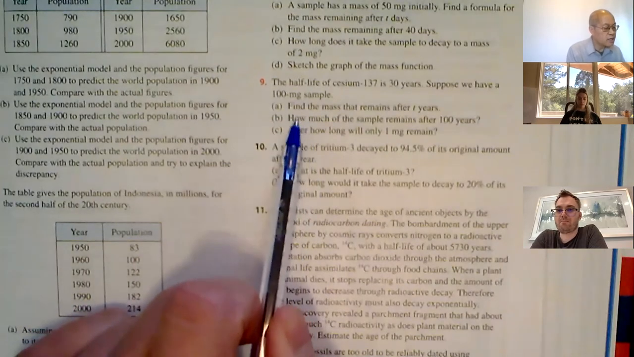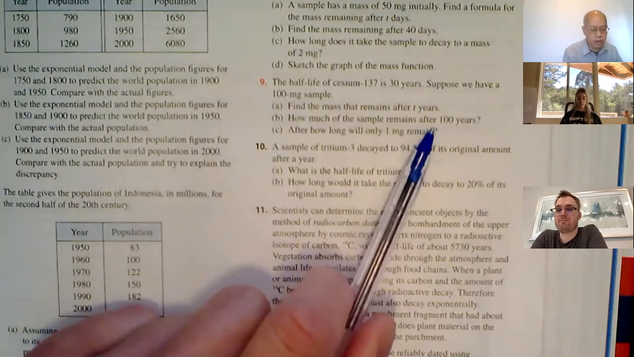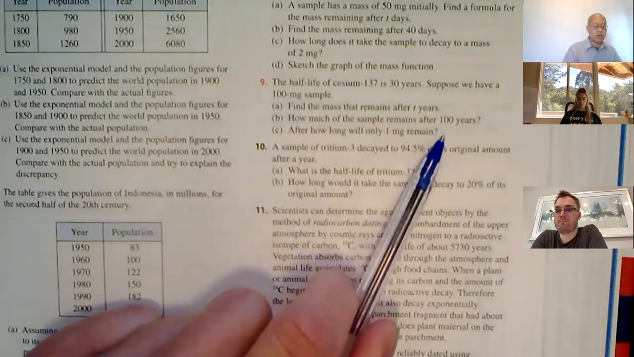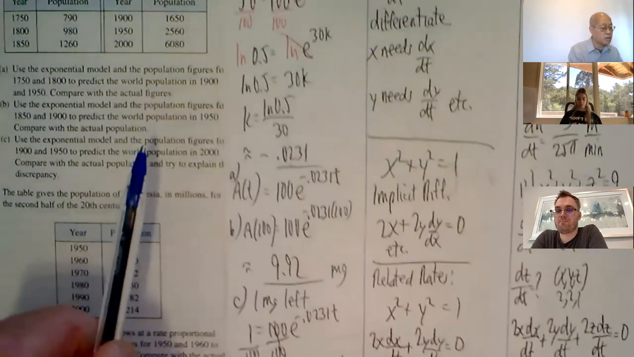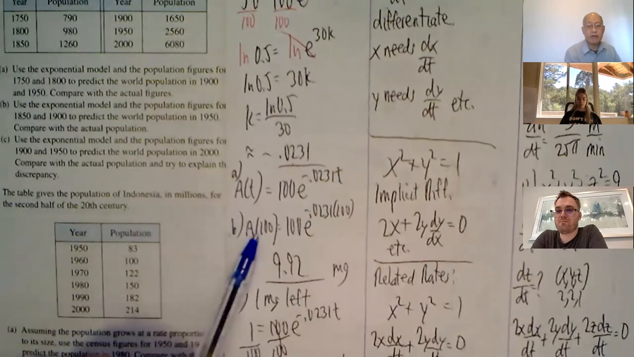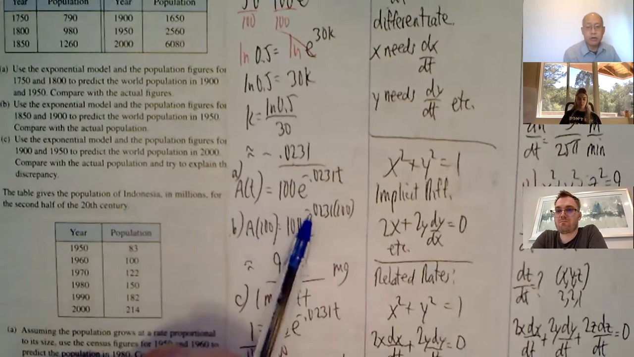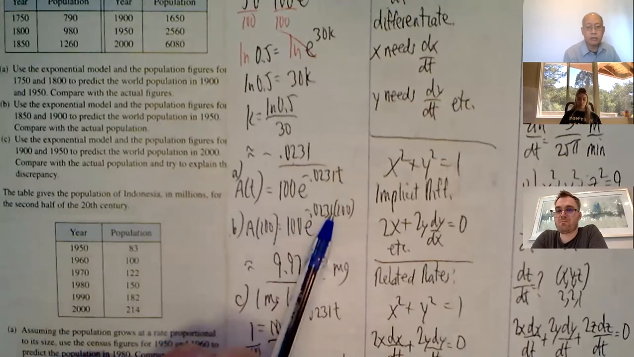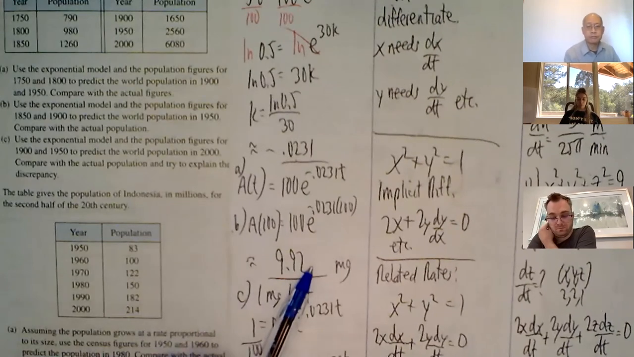So let's see. How much of the sample remains after 100 years? I plug in 100. So where are we? A of 100 is 100 e to the negative 0.0231 times 100, put in the machine, 9.92 milligrams.